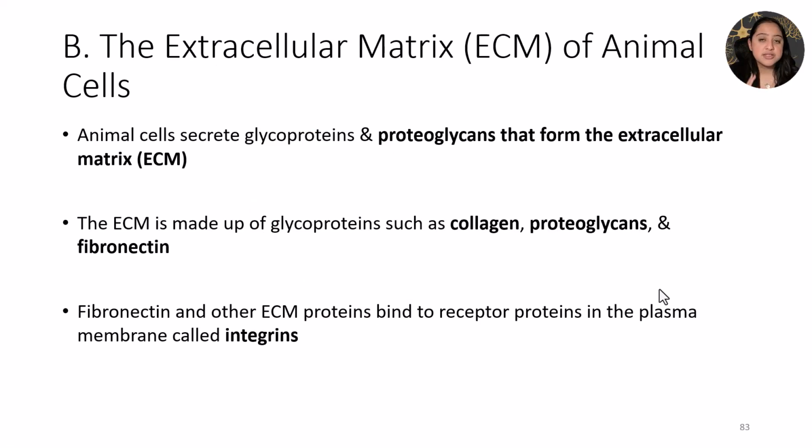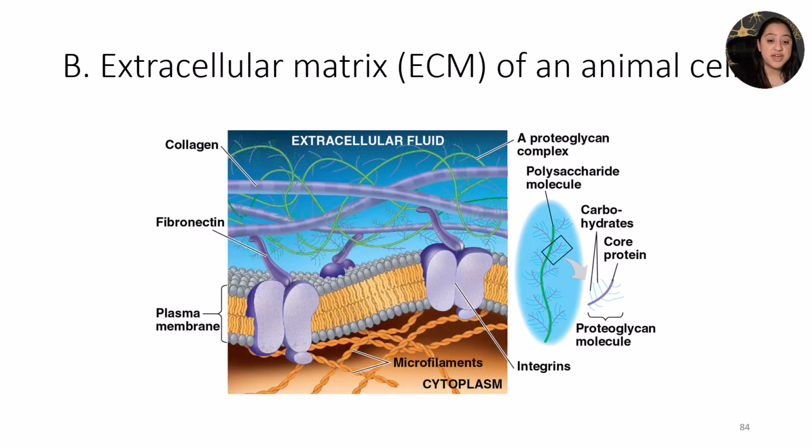So other cells, like animal cells, don't have a cell wall, but they might have other stuff on the outside of their cell. So animal cells secrete glycoproteins. Again, remember, proteins that have a carbohydrate attached. And proteoglycans that form the extracellular matrix.